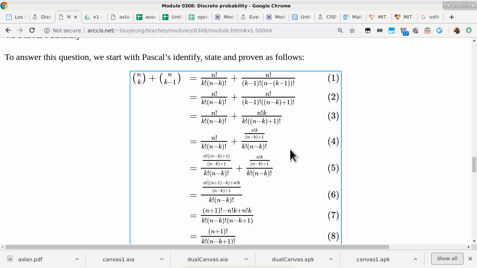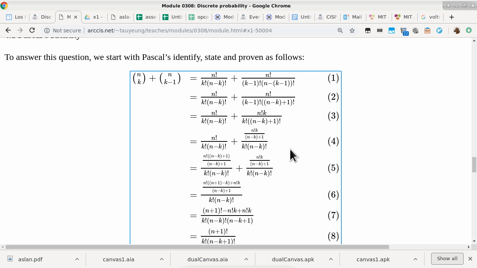I basically multiply or divide both the numerator and the denominator by n minus k, the whole thing plus 1. Okay, that's one way to look at it. With the denominator, I'm just eliminating the largest term out of that factorial. So now it becomes just n minus k factorial.